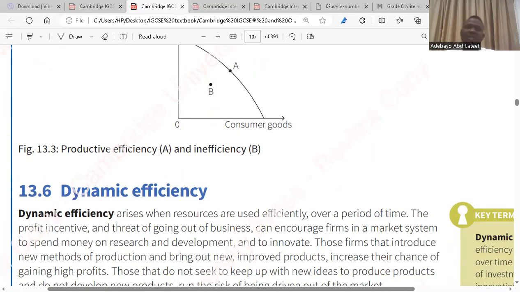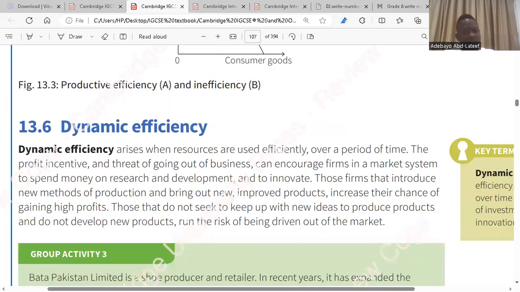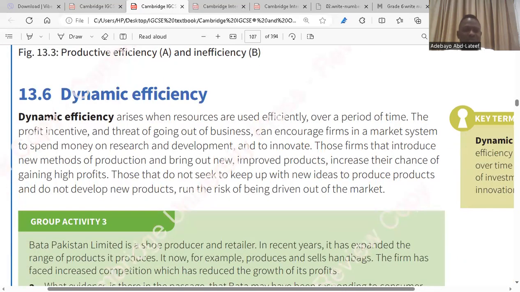That is productive efficiency. Is it clear? Yes. So we go to dynamic efficiency. Dynamic efficiency arises when resources are used efficiently over a period of time.